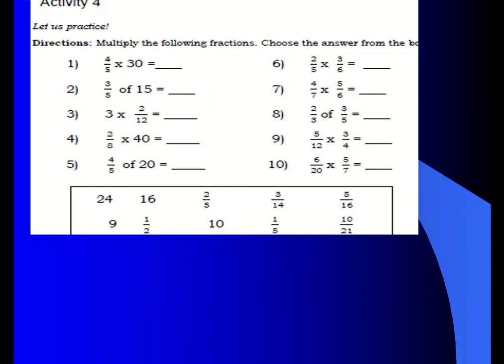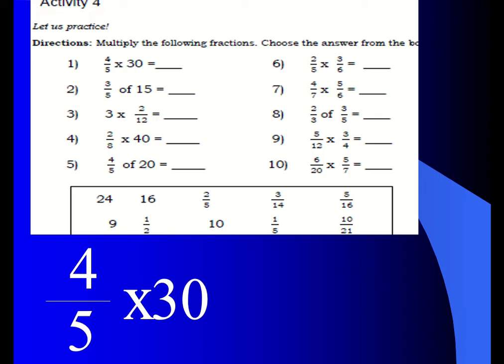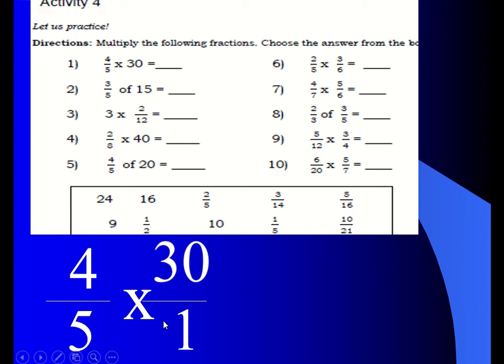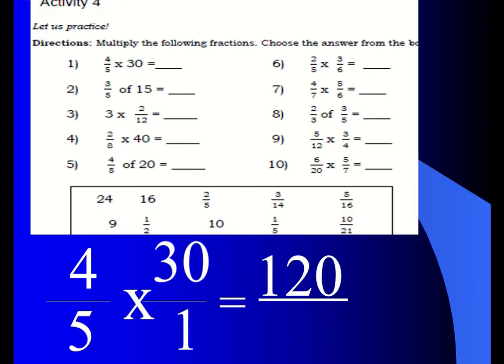So, for activity 4, you have to solve this. Multiply the following fractions, choose the answer from the box. We have 4/5 times 30. These are whole numbers, so we will make it a fraction. It will be 30 over 1. Multiply across. 4 times 30, we have 120. Then 5 times 1, we have 5. If you will divide, you will get 24. So, this is 24. Isusulat nyo itong solution dun sa box for activity 4.